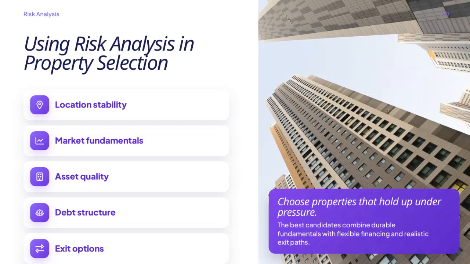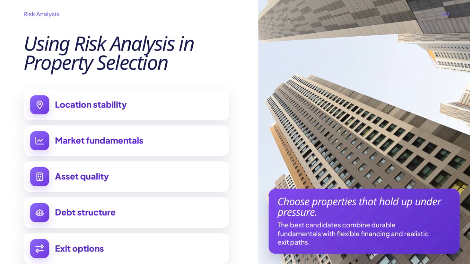When using risk analysis in property selection, it's important to focus on several key factors. First, consider location stability. A property in a stable area tends to hold its value better during market fluctuations. Next, evaluate the market fundamentals, such as demand, supply, and economic conditions, which influence long-term growth potential. Then, assess the asset quality, including the condition of the property and its suitability for the intended use.